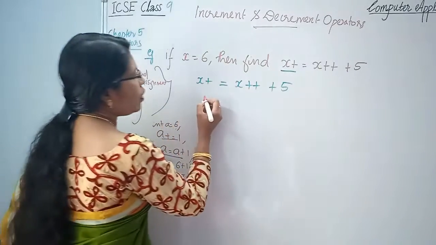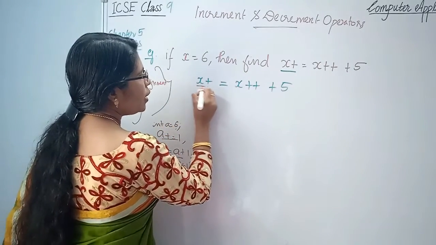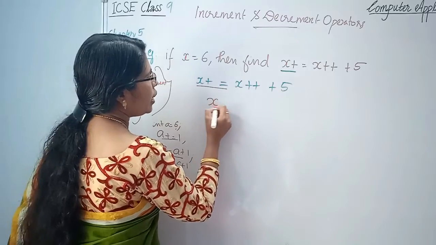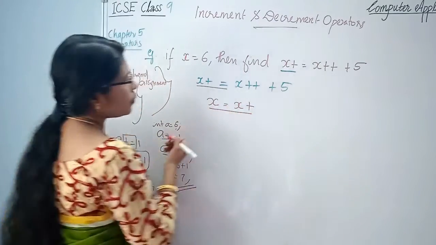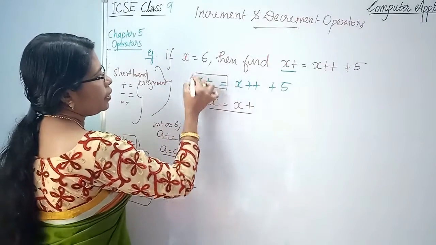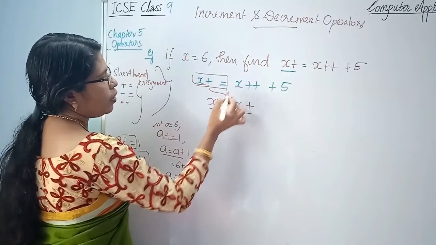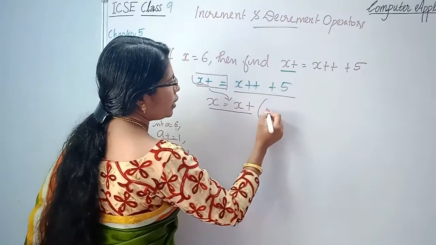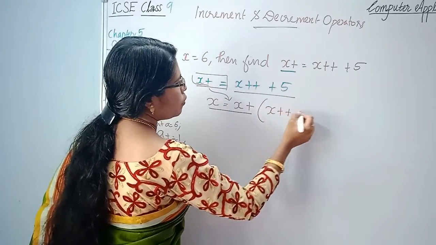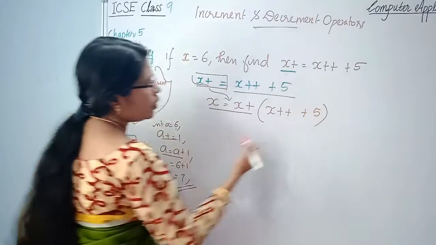Okay. So in the same way we have to write it here also. Here x plus equal to. So how will you write it? x equal to x plus, till here, this operator. This one we have written as x equal to x plus. Then the remaining you can write. How will we write it? Inside the brackets we will write x plus plus 5. Can we? Yes.